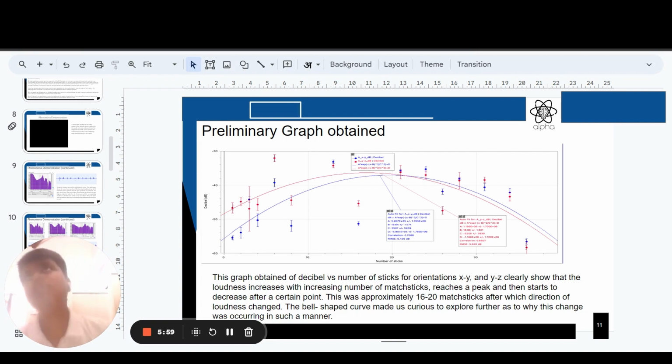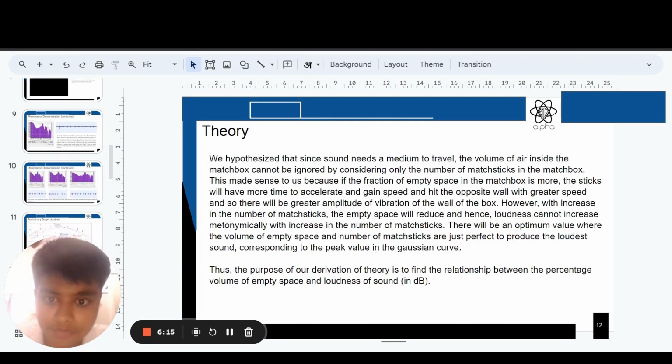This clearly shows that loudness will increase till the optimum value, after which it starts decreasing. And this optimum point was around 16 to 20 matchsticks. And the bell-shaped curve made me curious to explore further as to why this change was occurring in such a manner. So this is a theory.